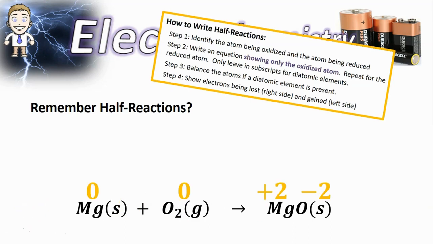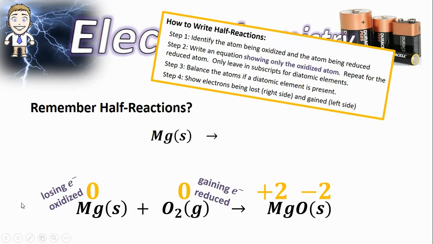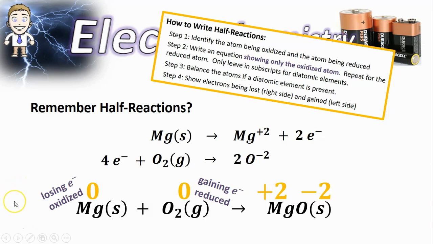First, identify which atom's oxidized and which is reduced. I can see here that magnesium gets more positive, so it gets oxidized. Oxygen gets more negative, so it's being reduced. Then you separate out those atoms and show the changes for just the oxidized atom, Mg going from 0 to +2, losing 2 electrons in the process. Same thing for the reduced atom, oxygen goes from 0 to -2, gaining 4 electrons in that process.